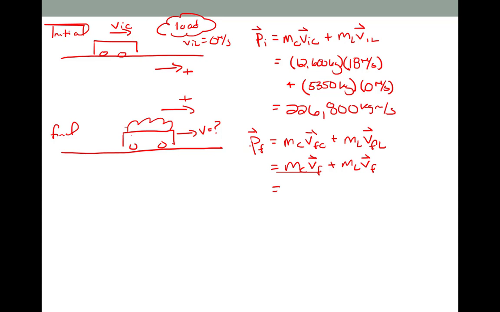So one way I could write this is by each term separate, as I've done in the first two lines. The other way I could write it is saying, hey, these two things are moving together, therefore I can just add their masses together. When I add the two masses together, 12,600 plus 5,350 gives me 17,950 kilograms times V final.